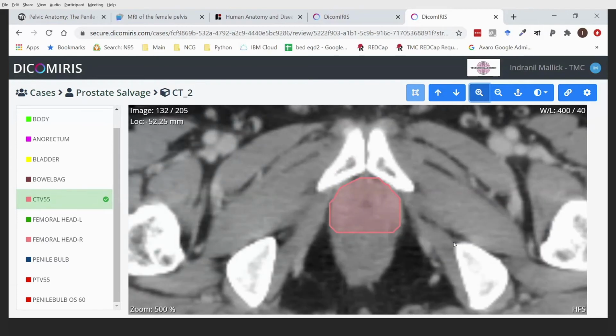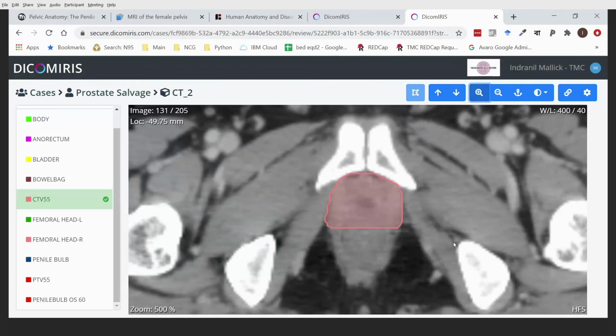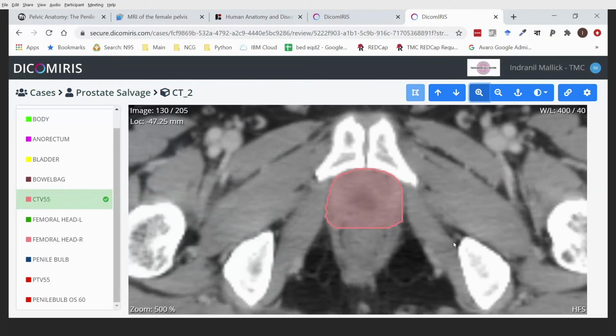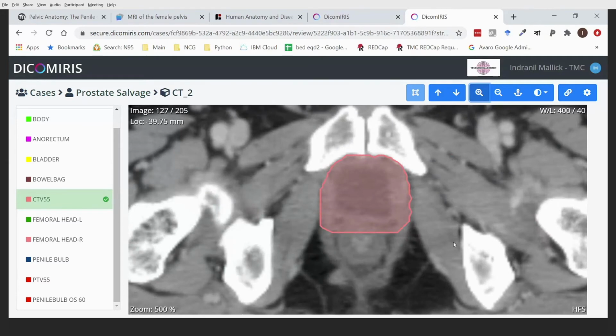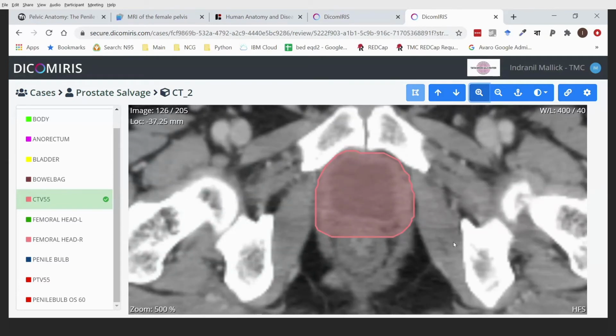The inferior border is too low. The penile bulb was included. That's correct. We went a little bit into the penile bulb, so one cut less over there. That's correct.